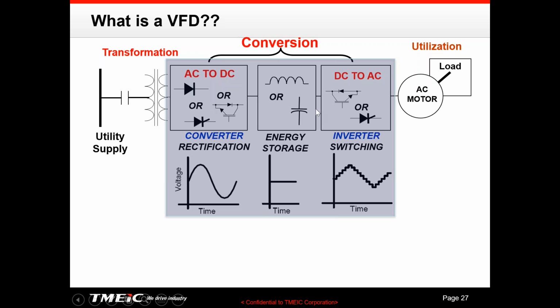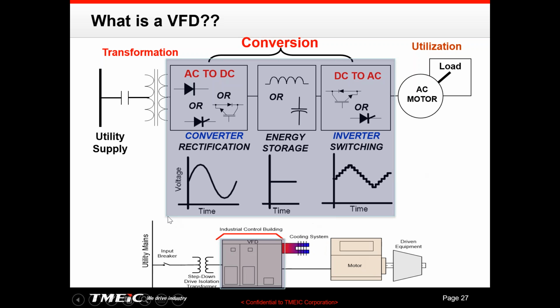And you have the energy storage section, which is also called a DC link. You use an inductor or a capacitor for the energy storage. If you use the inductor, that's a current source inverter, CSI, and if you use capacitors, that's a voltage source inverter, VSI. Then you have the inverter section, where you convert the DC to AC to feed your AC motors.